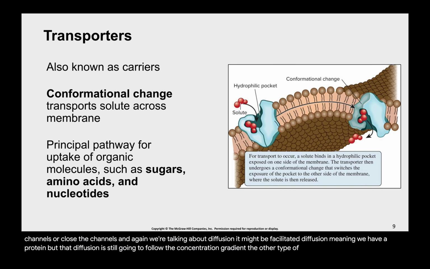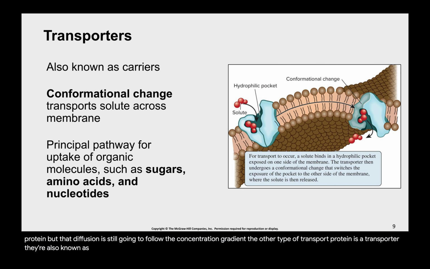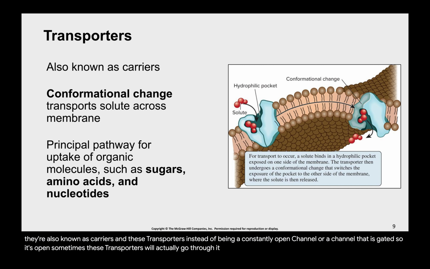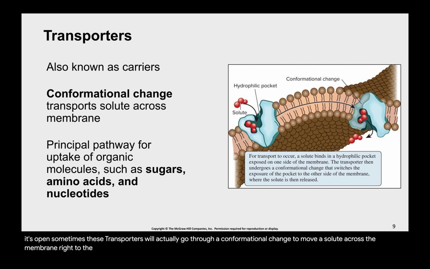The other type of transport protein is a transporter. They're also known as carriers. And these transporters, instead of being a constantly open channel or a channel that is gated, so it's open sometimes, will actually go through a conformational change to move a solute across a membrane. So the shape of this protein will change and move the solute across the membrane. Molecules such as sugars, amino acids, and nucleotides will utilize these transporters.